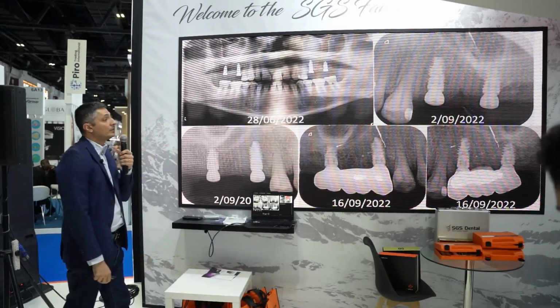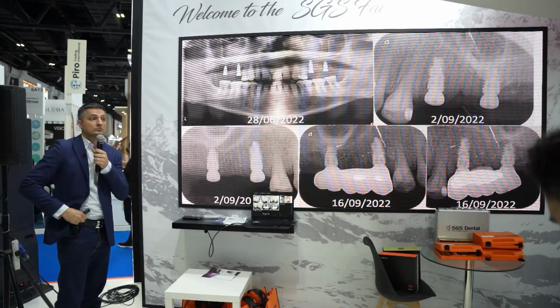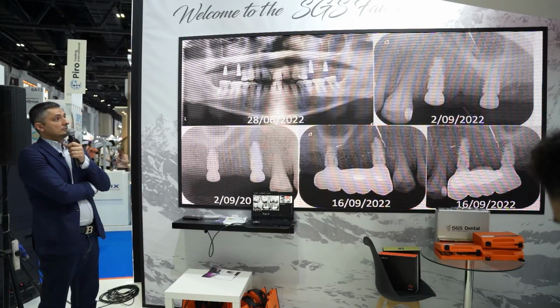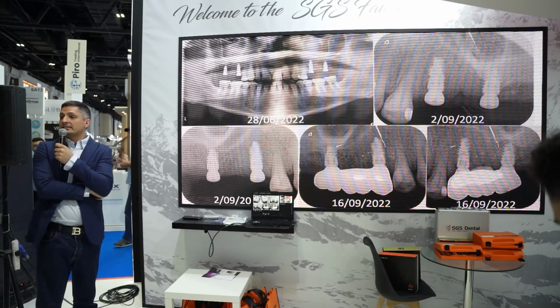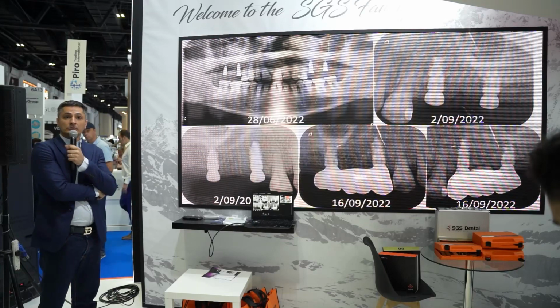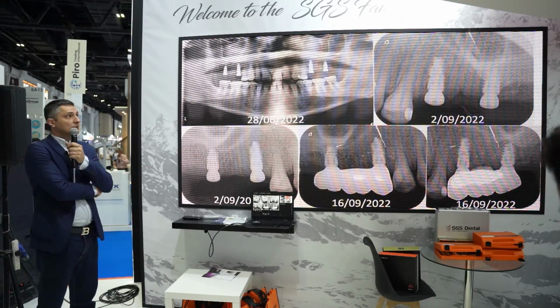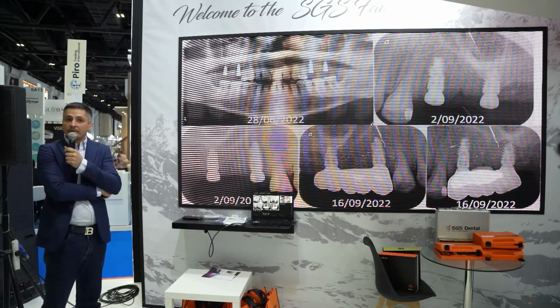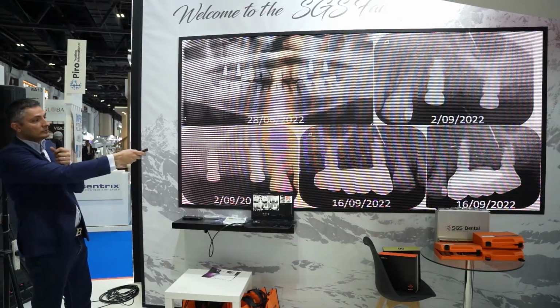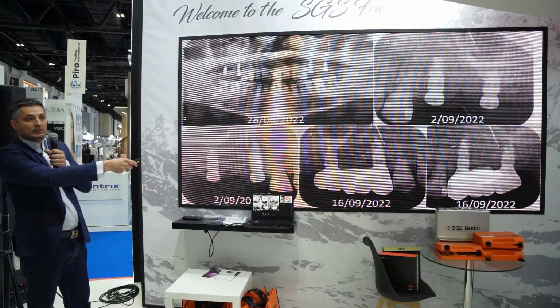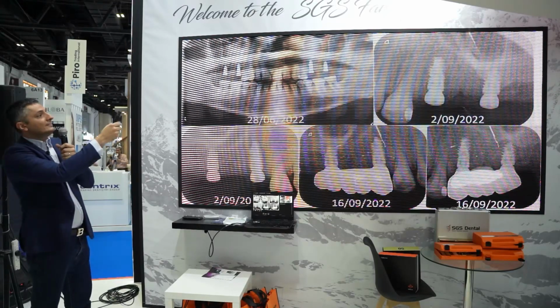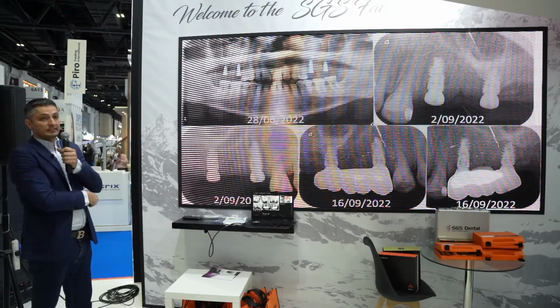So this is a case for a D4. It was a D4 bone. I did 2 under drills, but I still use the cortical drill in the crest of the first 3 to 4 millimeters. You will get a good insertion torque, a good primary stability, and at the end a good result. Even in the D4 maxilla cases.